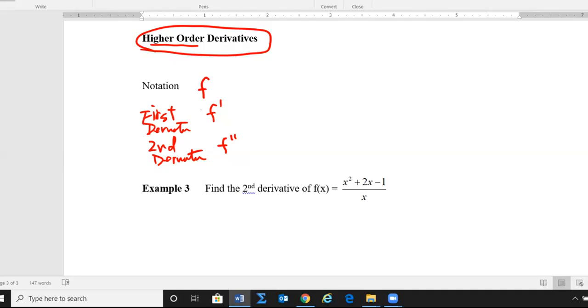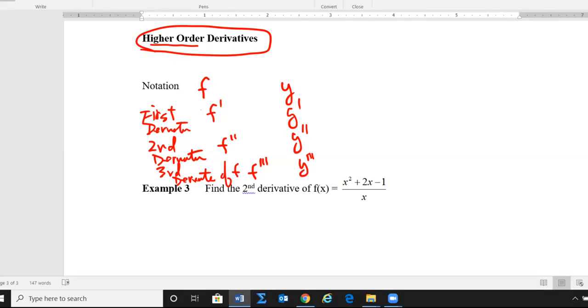So that's if we have our function notation. If we just have y, then we'll work with y prime, y double prime, and so forth. And we can have a third derivative, by the way. Third derivative of f is f triple prime and y triple prime.